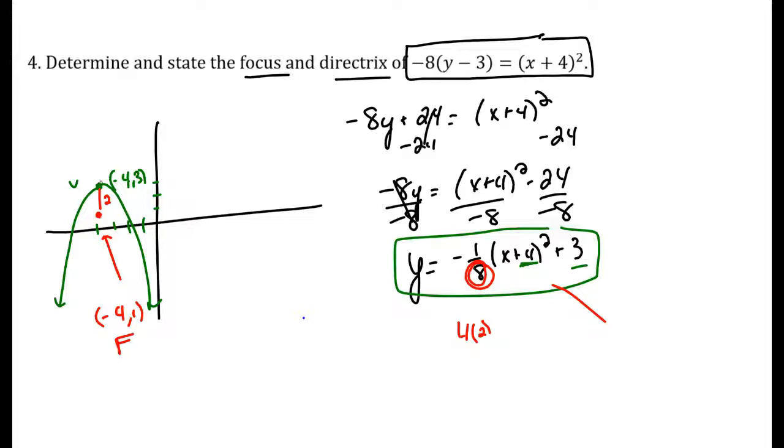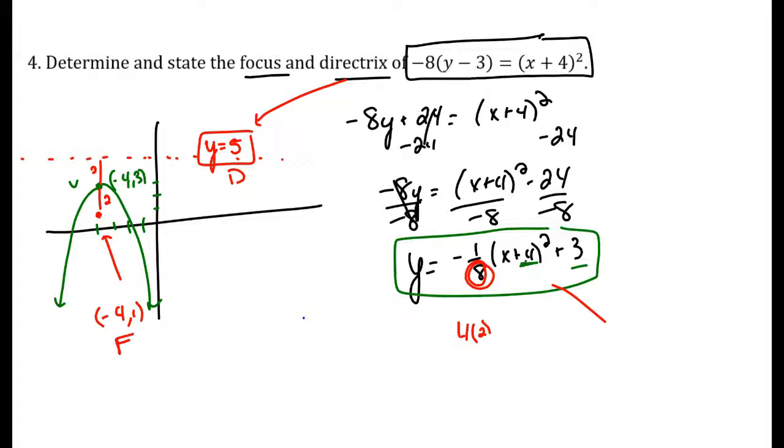The directrix is also 2 units away, but it's 2 units up, and it's a line. So what's my equation of this line? Well, I was at 3, but if I go up 2, that brings me to y equals 5. Make sure you write the directrix as an equation of a line. y equals 5, that's the directrix. So my focus is the point (-4, 1), and the directrix is y equals 5.